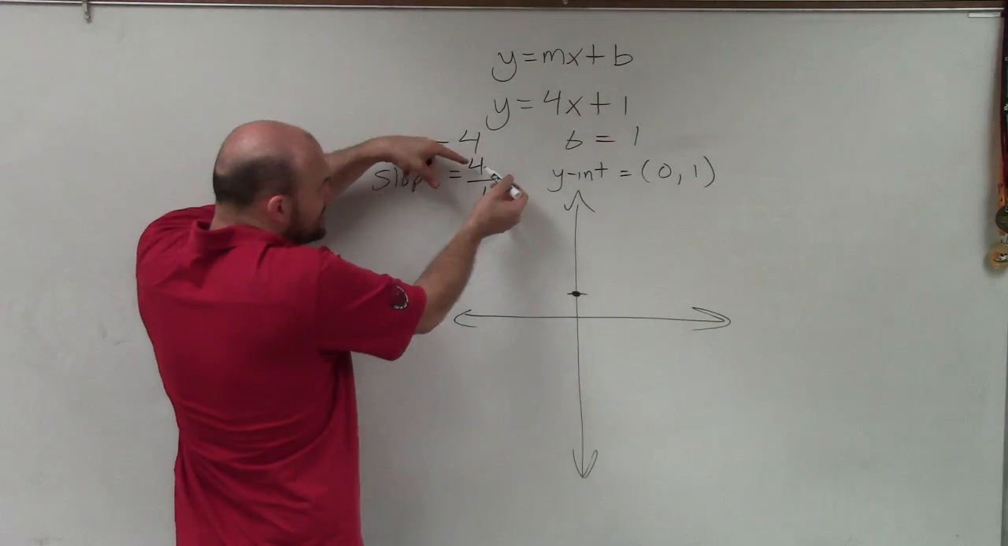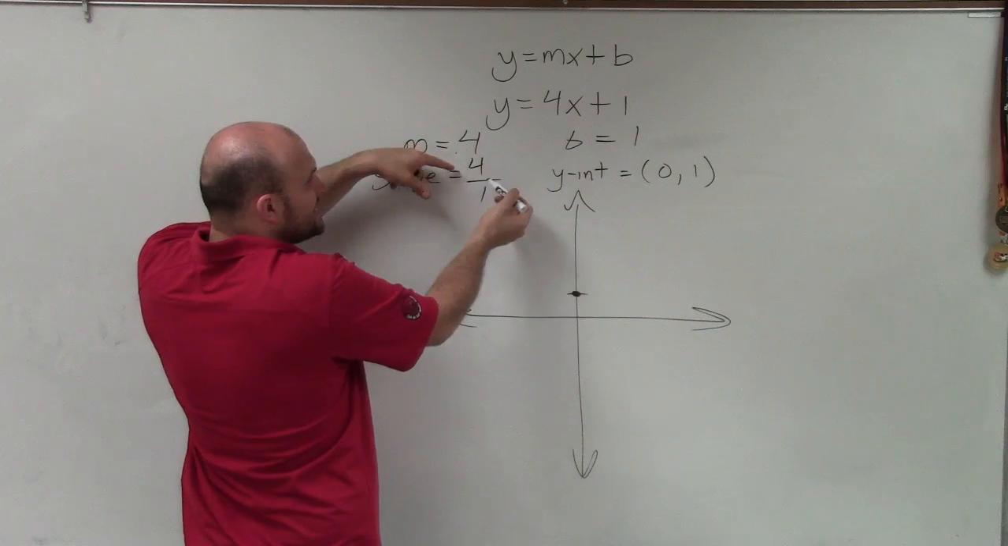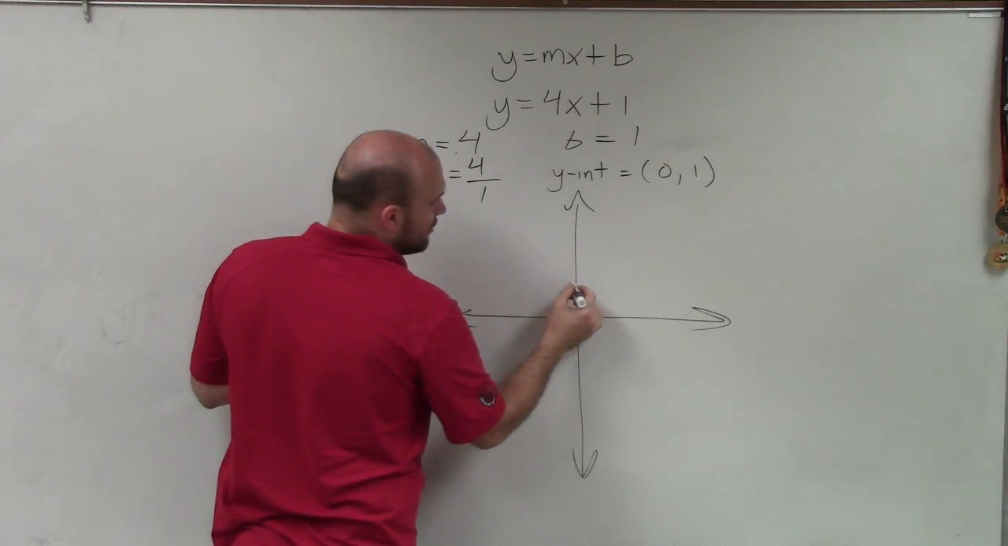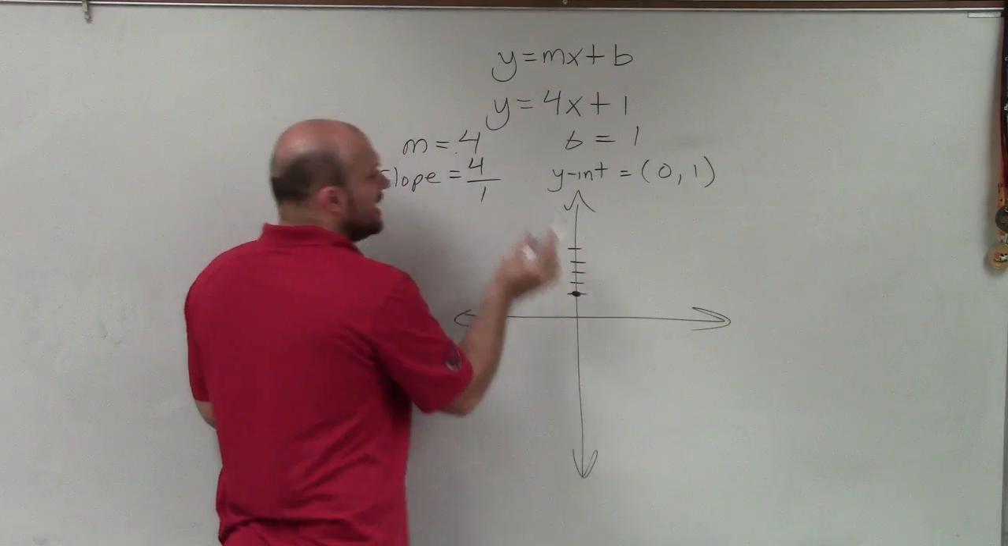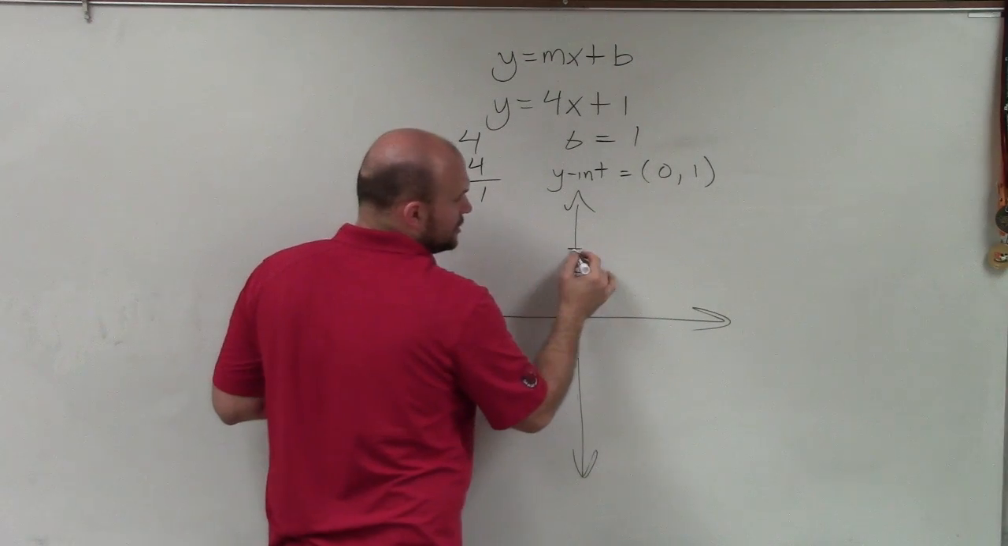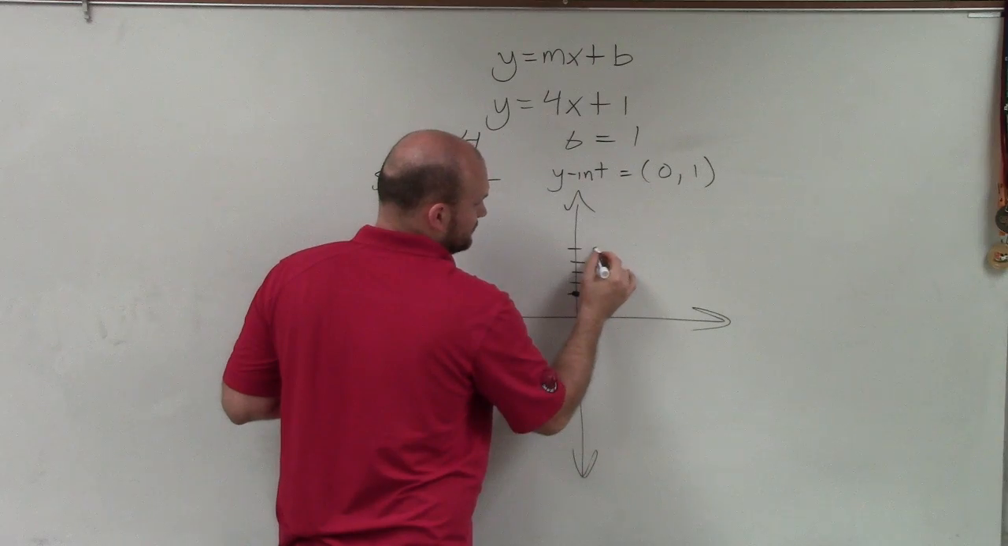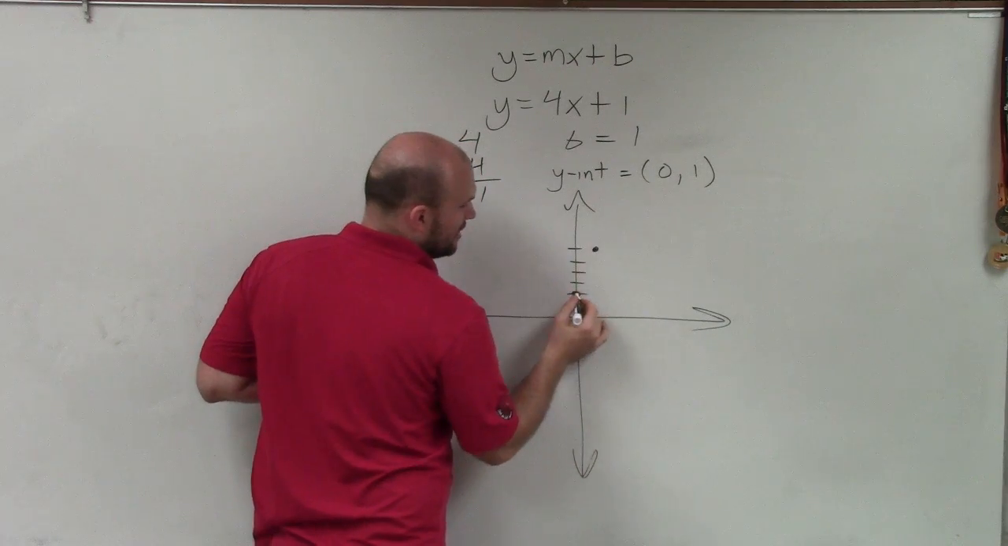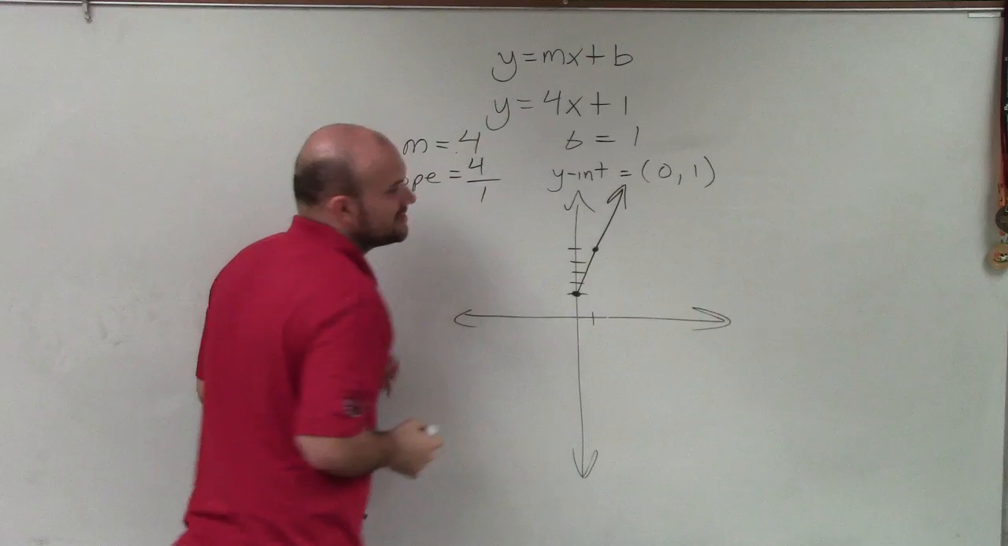So since the change in y, which we sometimes call our rise, is positive 4, I'm going to go up 4. 1, 2, 3, 4. And since the change in x, a lot of times we call our run, is positive, I'm going to go to the right 1. So I went up 4 to the right 1. And you can see that is my direction of my line.